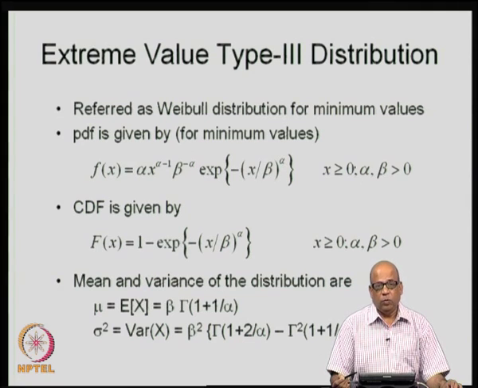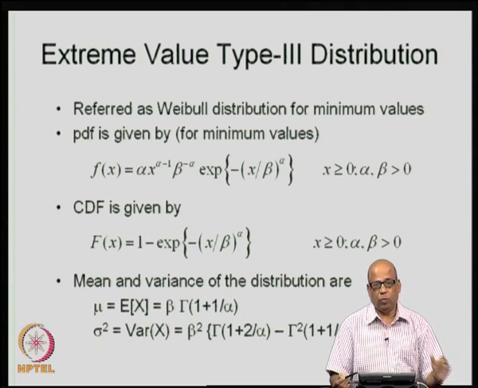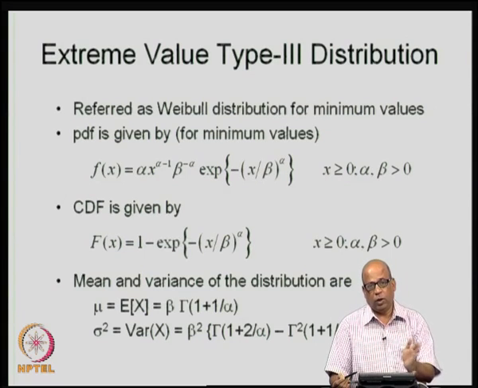Then we move on to what we call the type 3 distribution. If you recall, the type 3 distribution is bounded on the side of the extreme value that we are interested in. For example, if you are interested in the minimum values, then it should be bounded on the lower side. If you are interested in the maximum values, then it should be bounded on the higher side.